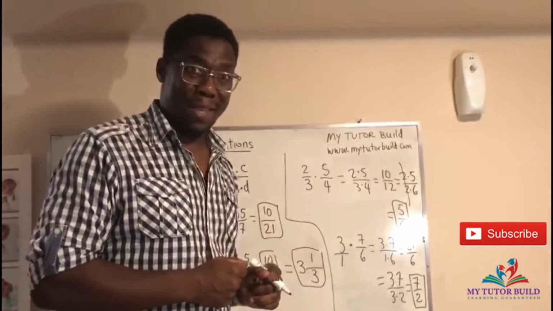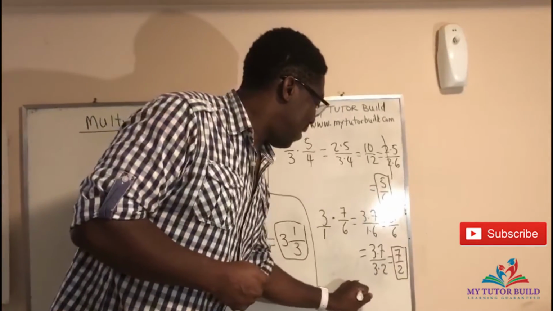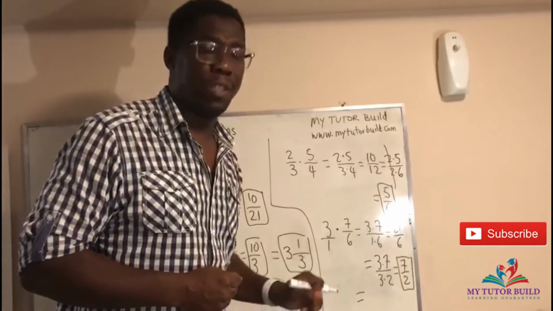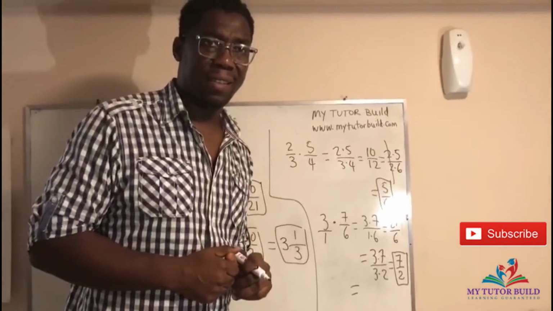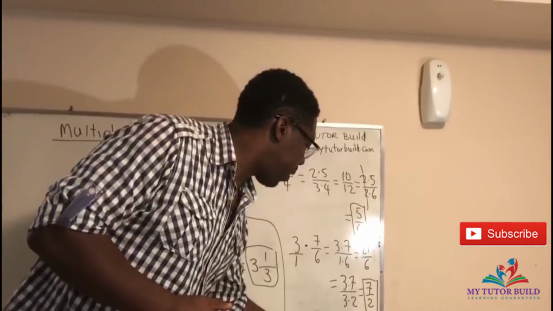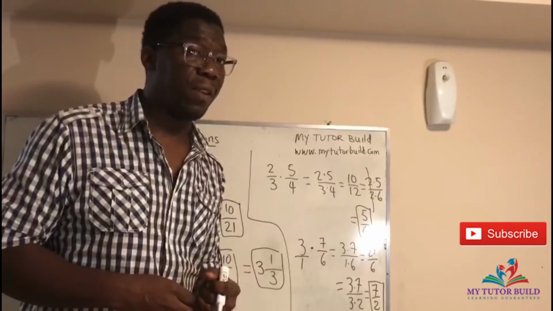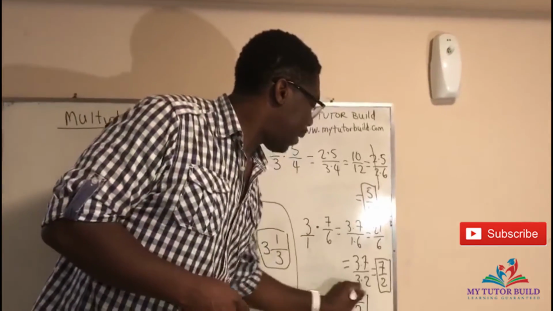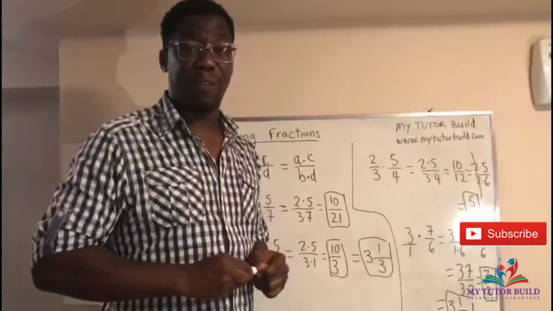Now, what will be the mixed number? How many 2s can you put into 7? Yes, 3 times, so we have 3. When you take 3 twos out of 7, what do you have left? 1. So 1 over 2. This is how to multiply fractions with fractions.